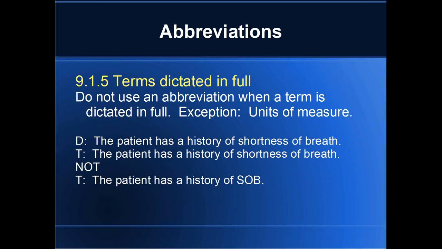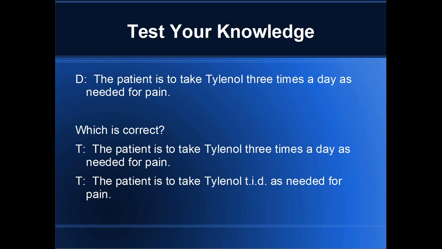And this is where I use the test your knowledge. If it says the patient is to take Tylenol 3 times a day as needed for pain, which would be correct there? The patient is to take Tylenol 3 times a day, spelled out, as needed for pain, or the patient is to take Tylenol TID as needed for pain. There are some of you who are divided on that so far, TID or 3 times a day as needed.